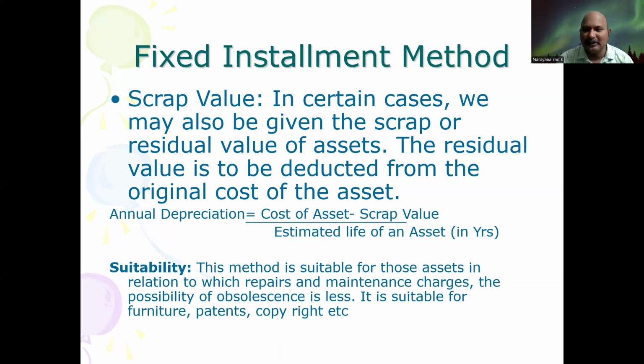That means the assets which do not have many repairs or maintenance, where the possibility of obsolescence is less, are suitable. That means furniture, patents, copyrights. For these assets we can calculate the fixed installment. However, the government, the Income Tax Act, or accounting standards do not accept the fixed installment method. They only follow the diminishing balance method. That is the second one. Next we go for that.